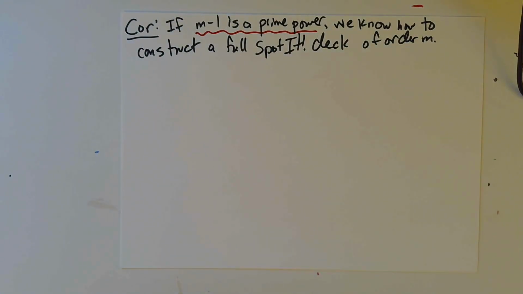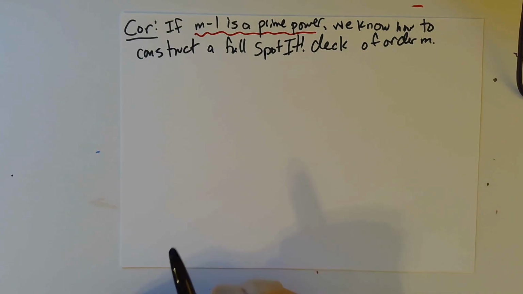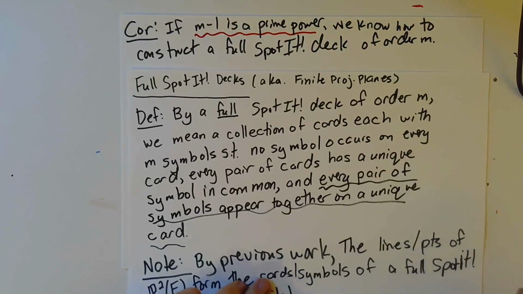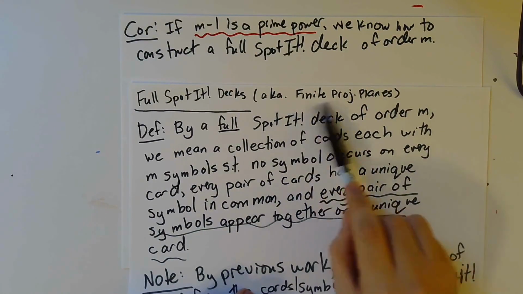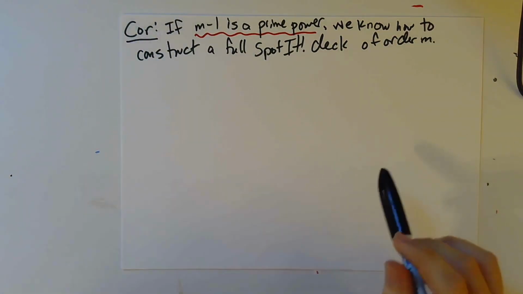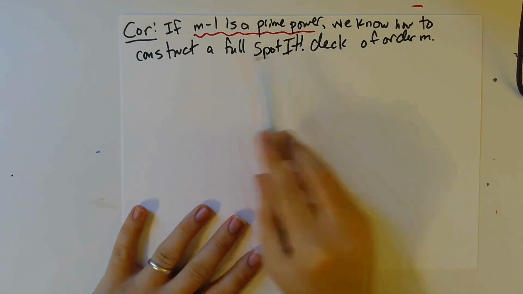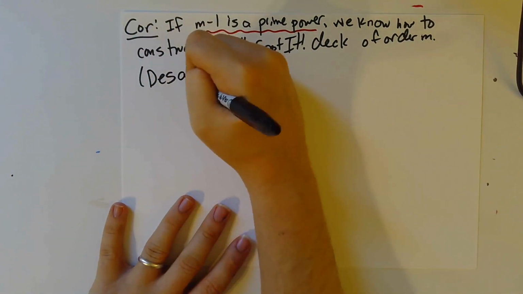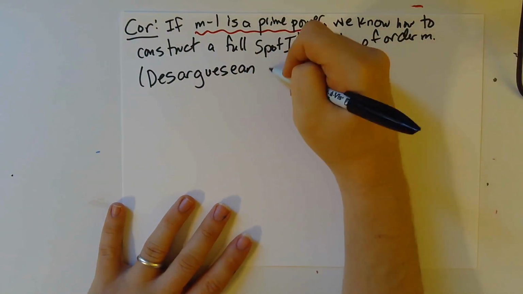I'll note as a mathematical structure, the thing we're making is something that would be called a finite projective plane, this collection of points and lines that meet these properties. So basically, I've just Spot-Itified the definition of what a mathematician would call a finite projective plane. I should note, these Spot-It decks, the ones that we know how to make, are called the Desarguesian planes, or Desarguesian Spot-It decks, if you want.